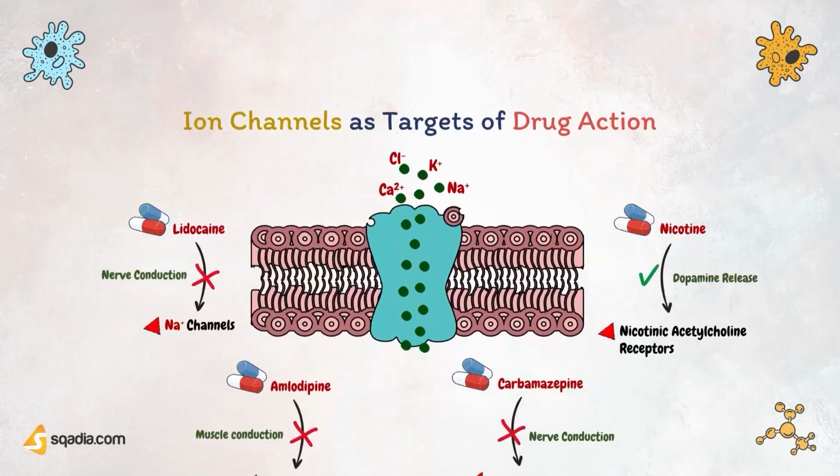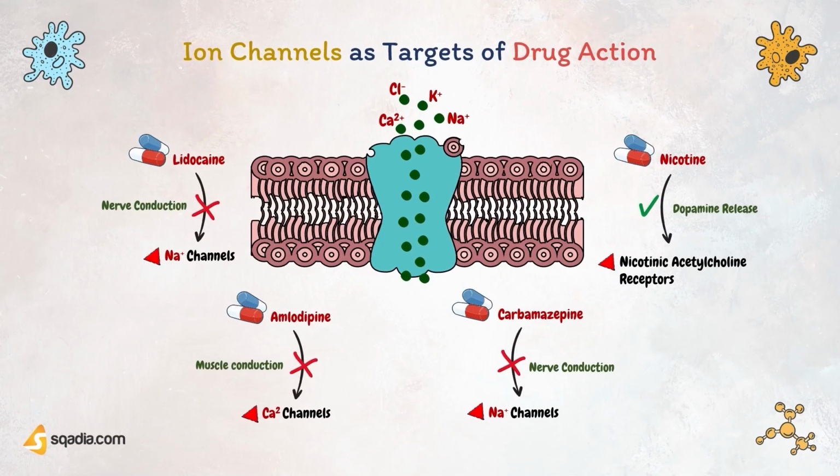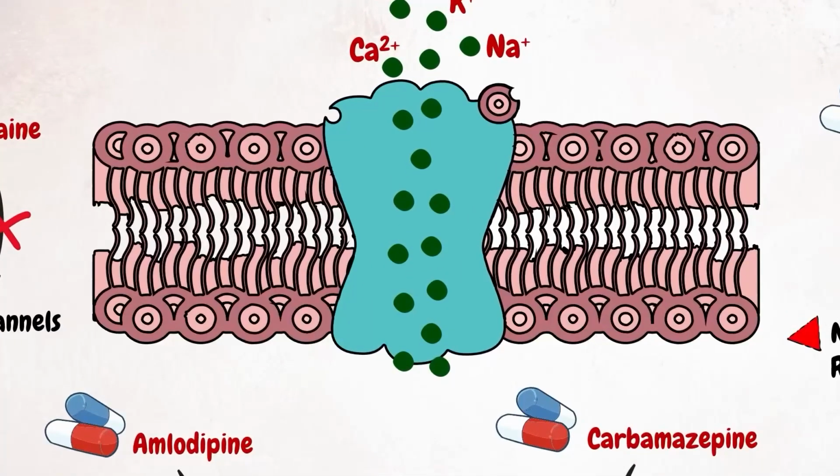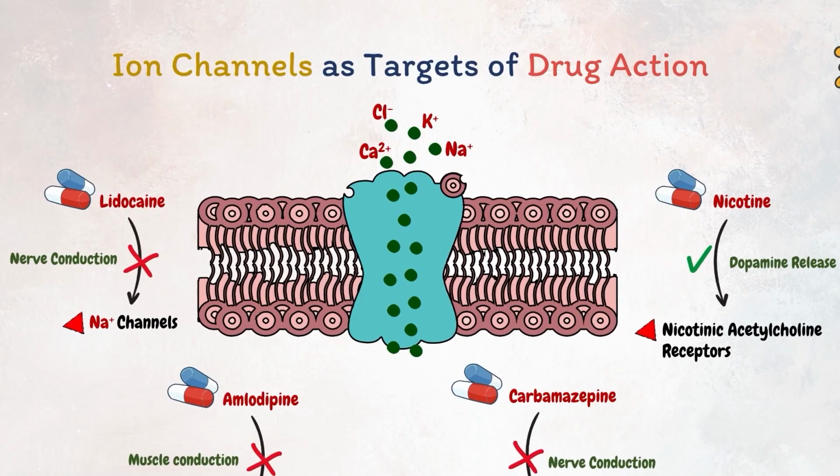Next we have is ion channels as targets of drug action. So the ion channels are another important class of drug targets. And basically these are membrane proteins that form channels in the cell membrane, allowing the selective passage of ions such as sodium, calcium, potassium, and chloride, obviously, across the membrane. Drugs that target ion channels can modulate their activity in a variety of ways. For example, drugs that block ion channels can prevent the movement of ions across the membrane, leading to changes in the membrane potential and inhibiting cellular function.